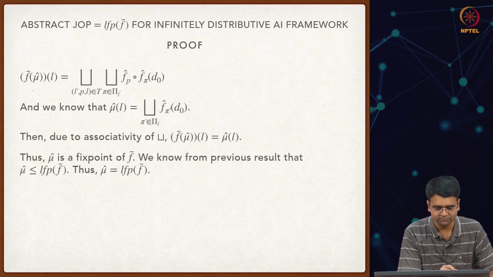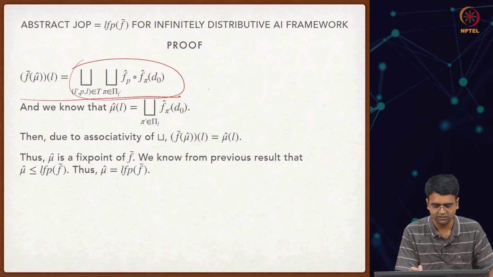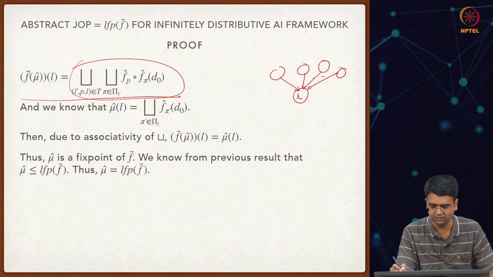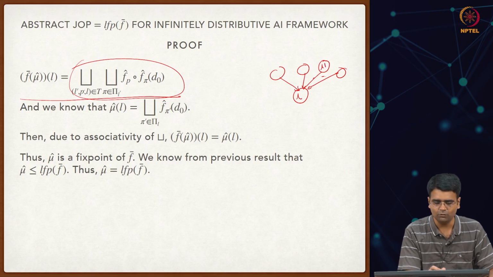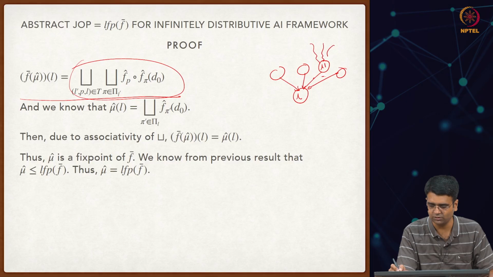Now let us look at this carefully. If you take this location L, let's say it has a bunch of predecessors, one of which is this particular predecessor L prime. What you are really doing is taking each of these predecessors and then taking all paths to that predecessor from the start location L0, and you are doing this for each of the predecessors.